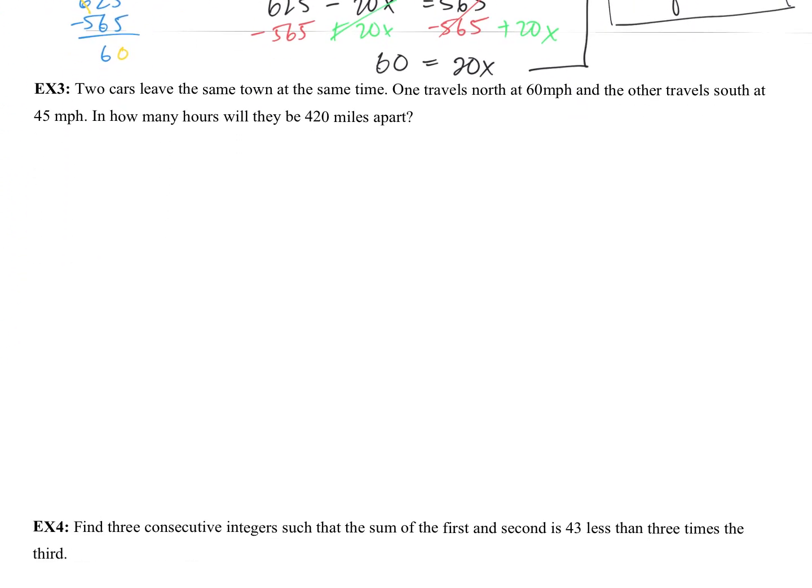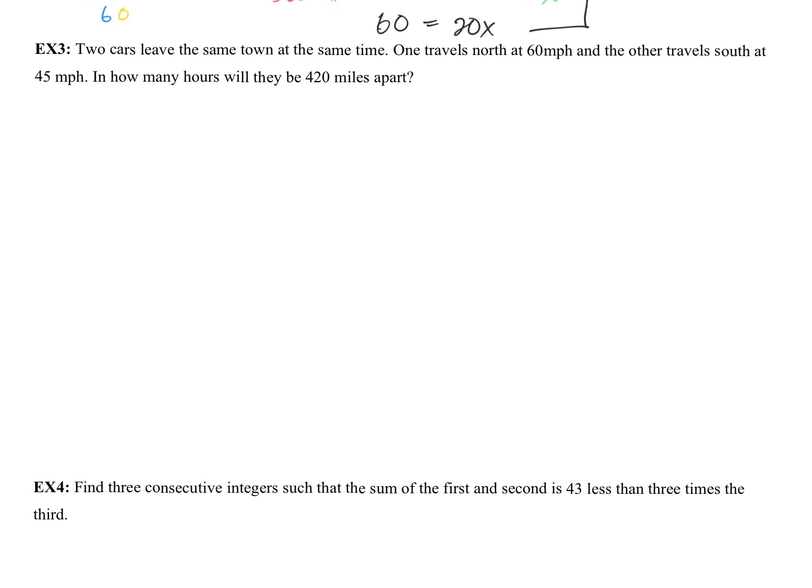Okay, moving along. Example 2. 2 cars leave the same town at the same time. One travels north at 60 miles per hour and the other travels south at 45 miles per hour. And how many hours will they be 420 miles apart? Okay, right off the bat, I know this is a miles per hour problem. Why? We're talking about speed and distance. So the formula that comes to mind is distance equals rate times time. I don't know where to apply it yet, but that comes to mind.